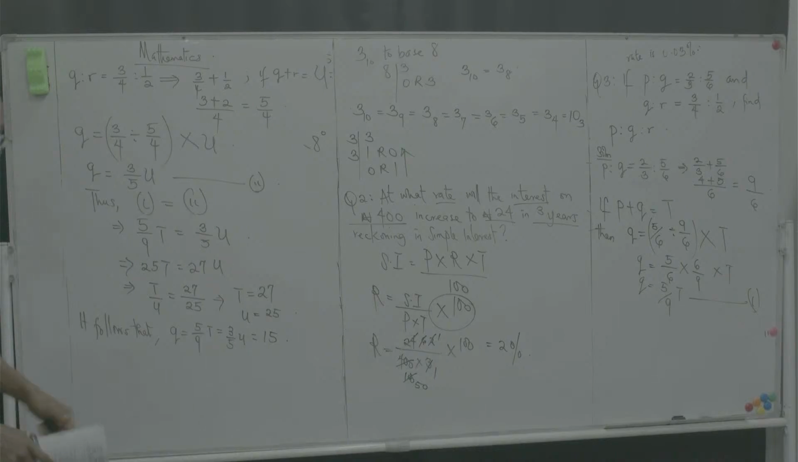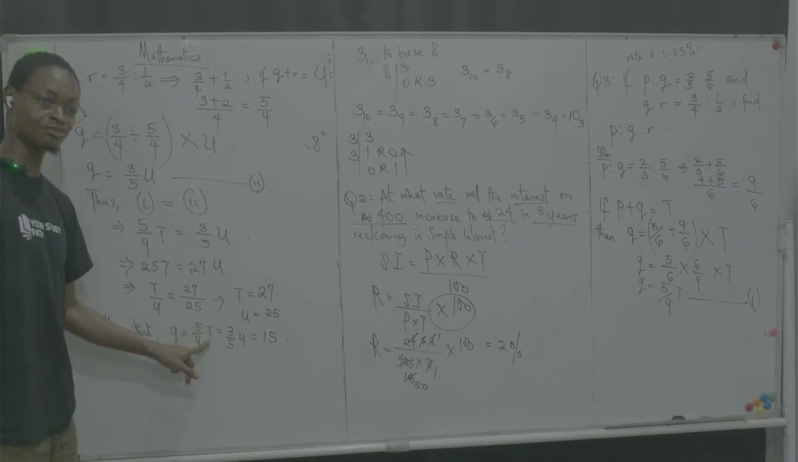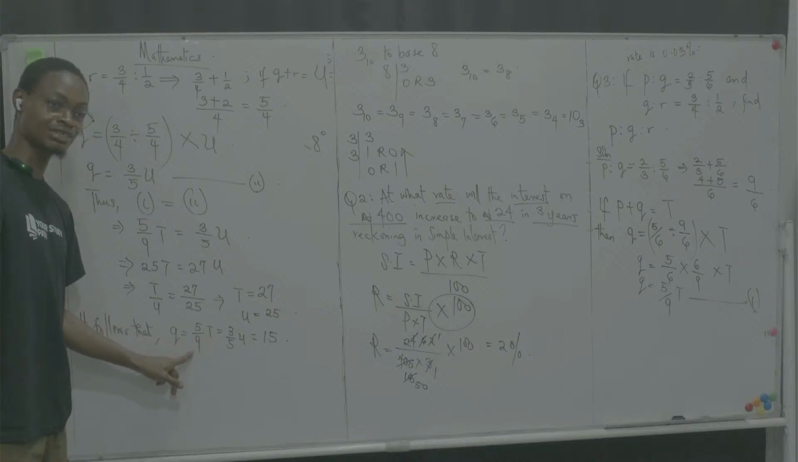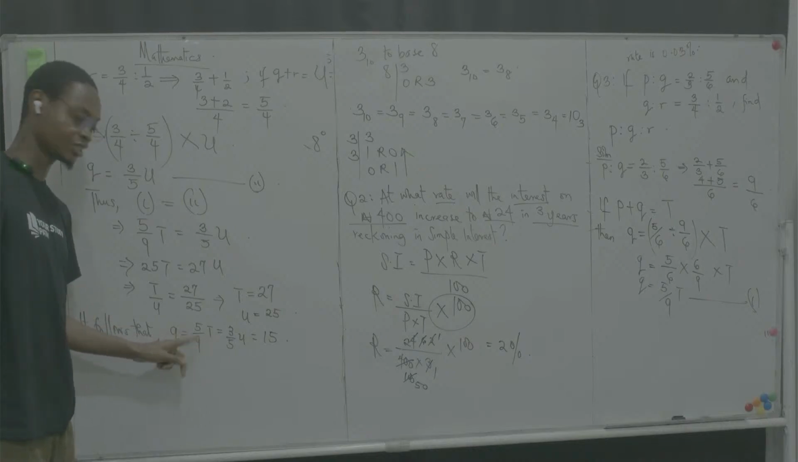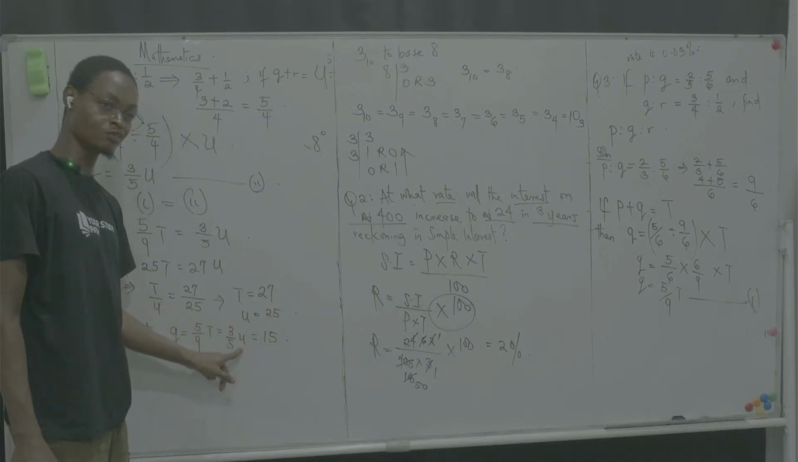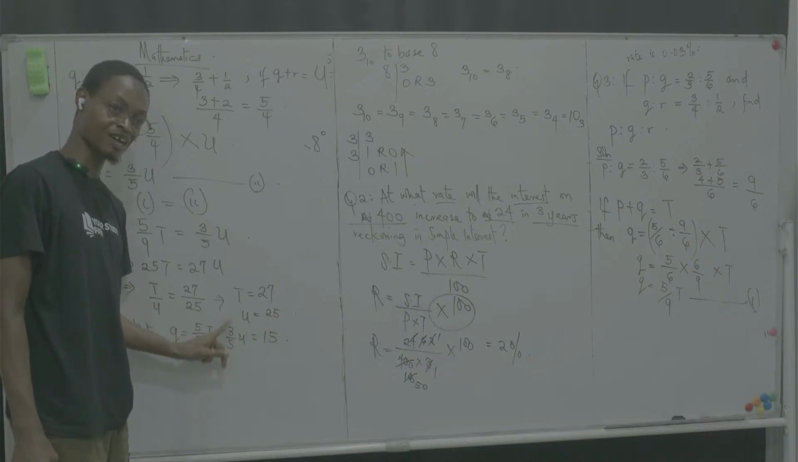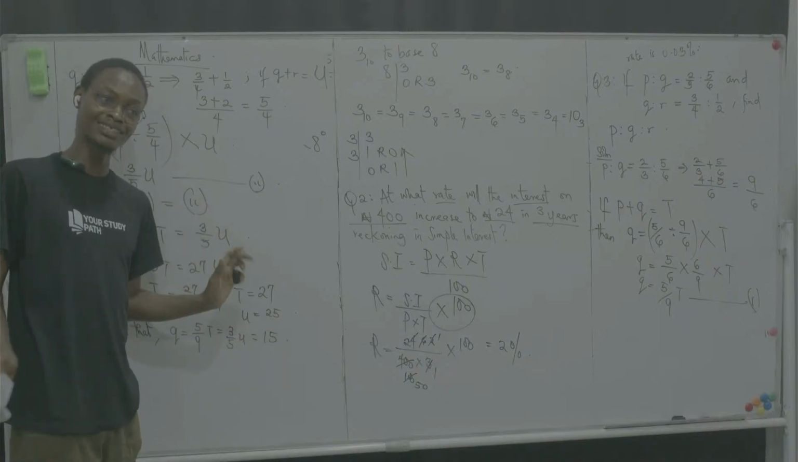If I put the value of T here to be 27, 27 over 9 will be 3. Right? 3 times 5, 15. If I put the value of U here to be 25, 25 over 5 will be 5. 5 times 3, 15. So you see that it's balanced.